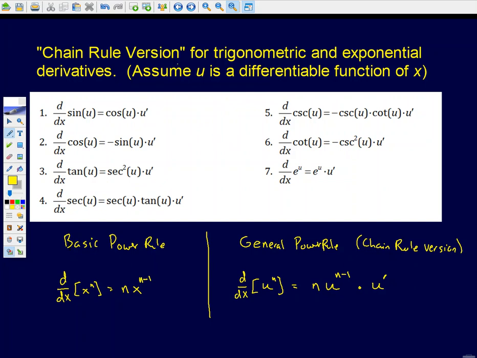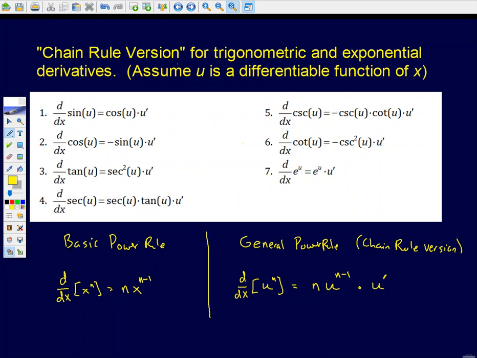So for example, here number 7 says the derivative of e to the u. Well, the derivative of e to the x was e to the x. So if it's e to the something else, e to the u, then we use the chain rule, and it's e to the u times the derivative of u. Okay, I want to point out there's really nothing new to memorize here other than they all follow the chain rule, and that is you multiply by the derivative of the inner function at the end, all of them.